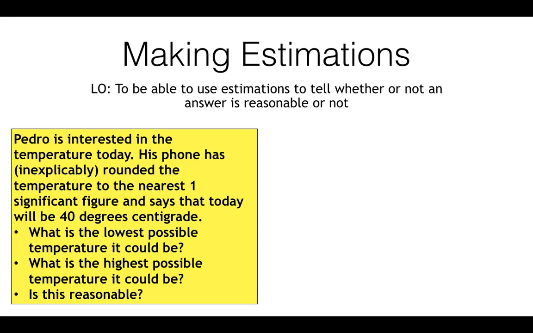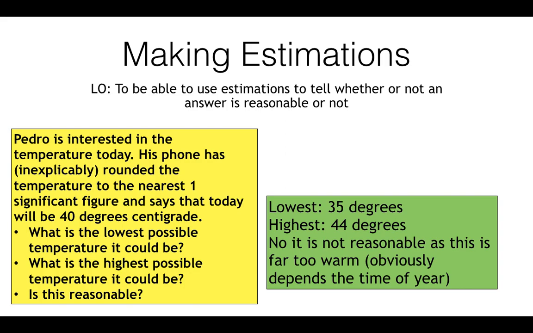Okay, so if we think about it, the lowest possible temperature, well, we know that if a number is 5 or above, we'll round up. So if we had 35 degrees or above, we'd round up. So the lowest possible temperature is 35 degrees. If it's less than 5, we round down. So the highest possible temperature is 44 degrees, to the nearest whole number. And no, it's not really reasonable that that would be the temperature, at least at this time of the year.